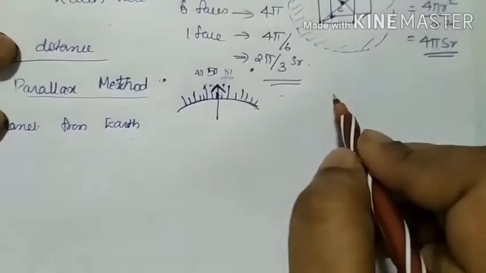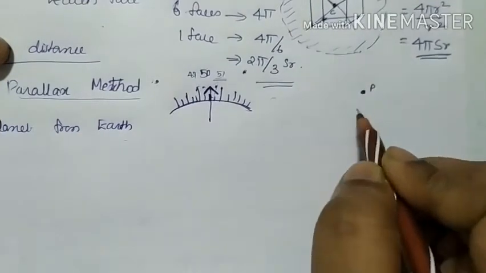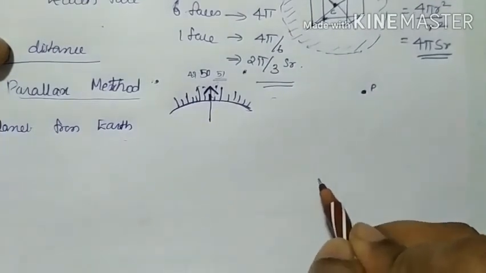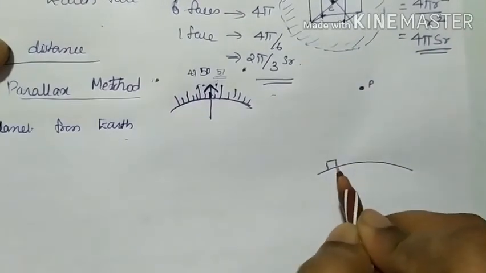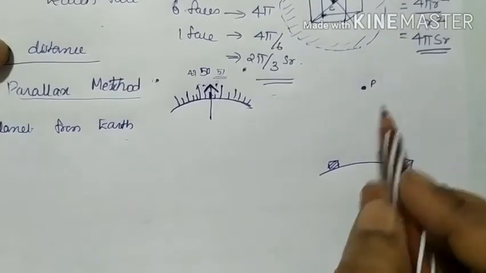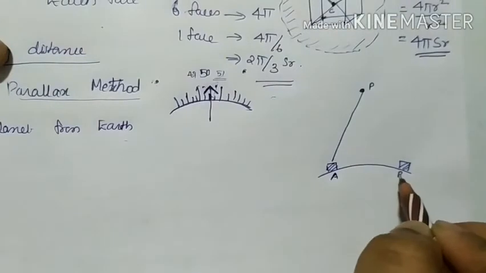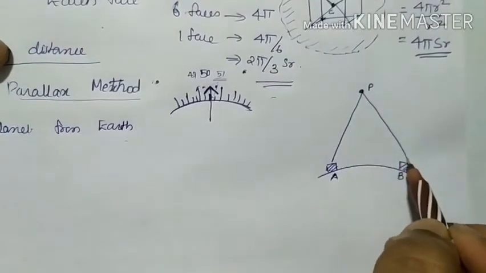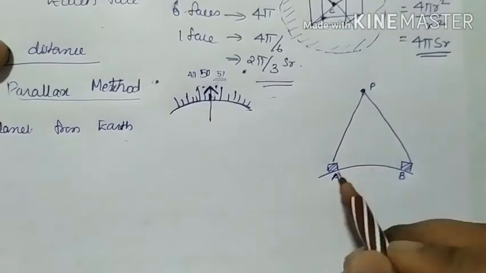So obviously I have to consider a planet. Say this is our planet. It will be very small, right? And say this is my Earth, or our Earth. I'm going to observe this point P, or planet P, from two observatories. Let's say this observatory is A and this observatory is B. And using a telescope, I'm going to look at planet P, right?